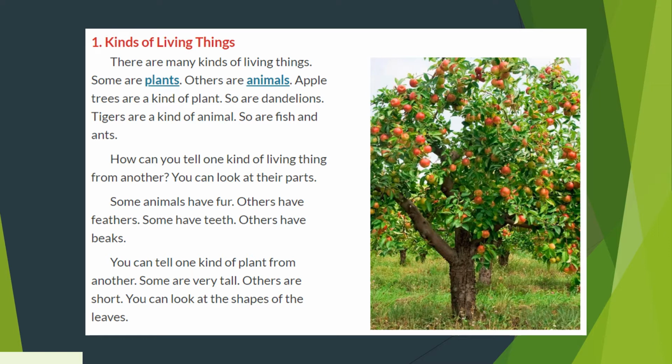How can you tell one kind of living thing from another? You can look at their parts. Some animals have fur. Others have feathers. Some have teeth. Others have beaks. You could tell one kind of plant from another. Some are very tall. Others are short. You can look at the shapes of the leaves.